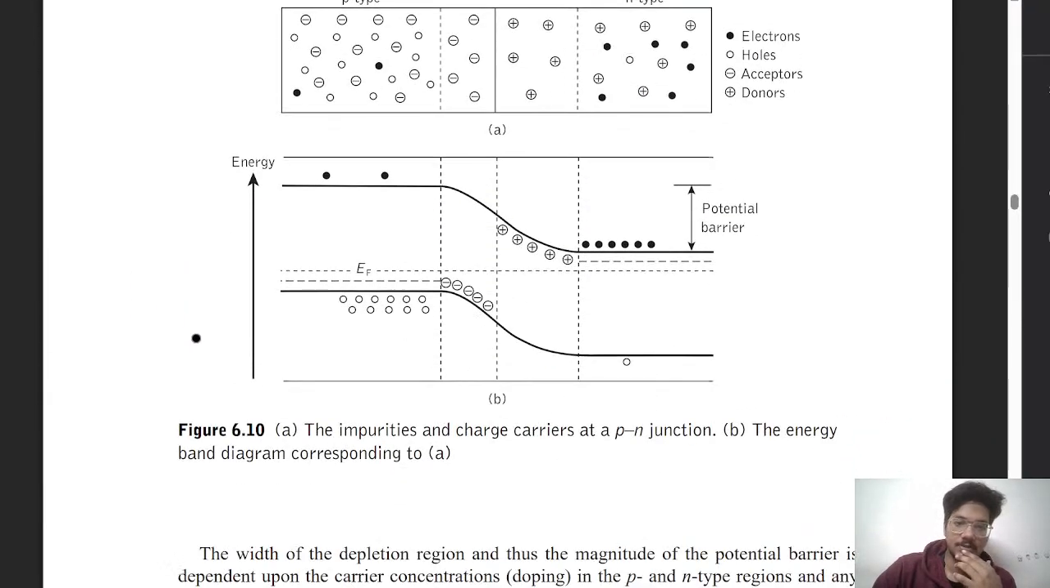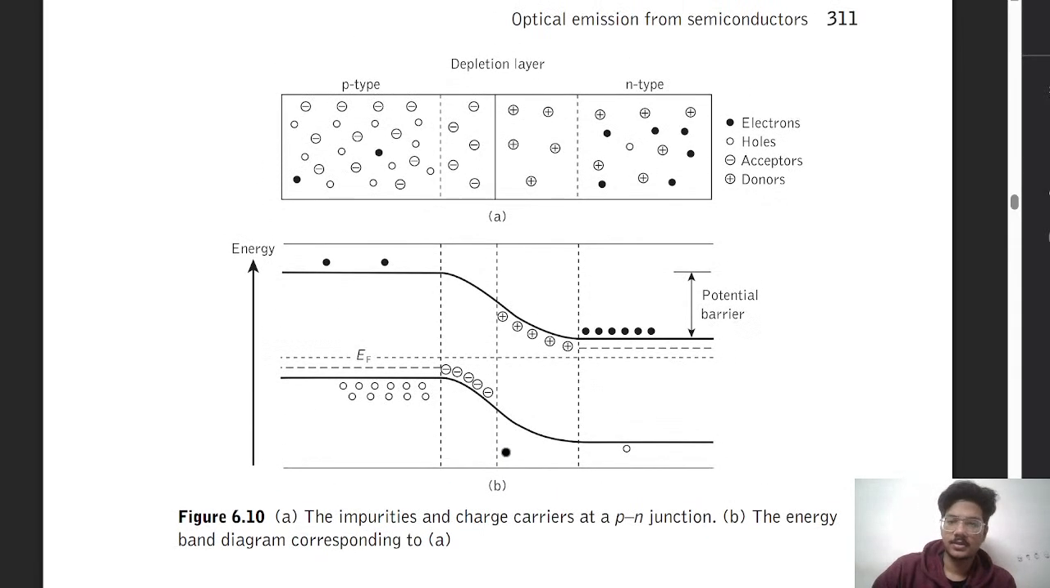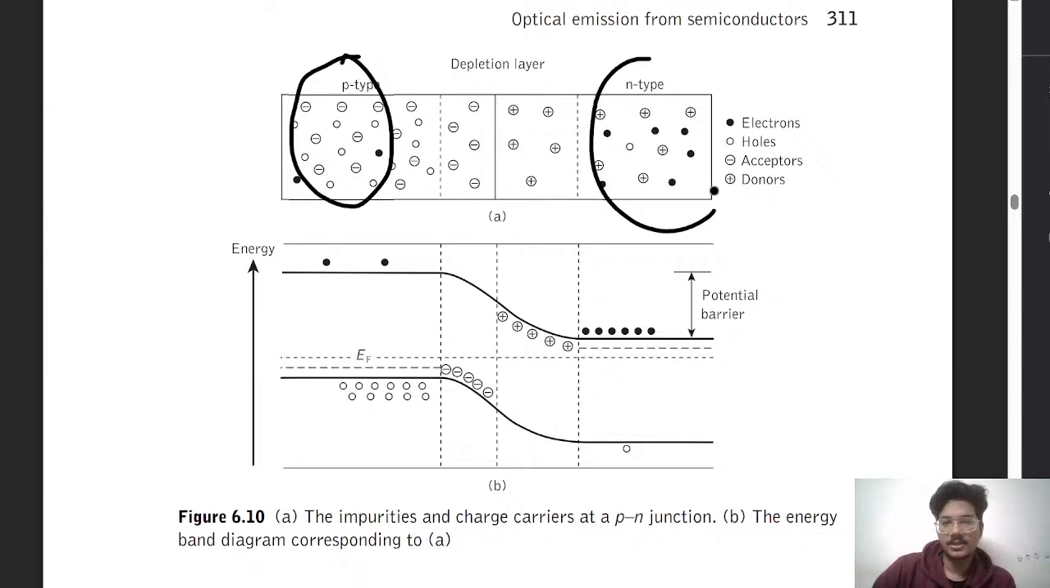Now the p-n junction. What happens when p-type material and n-type material are joined?